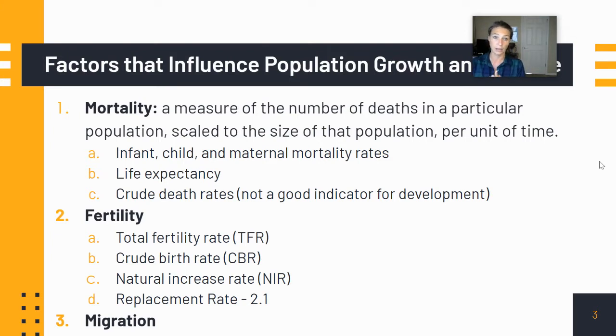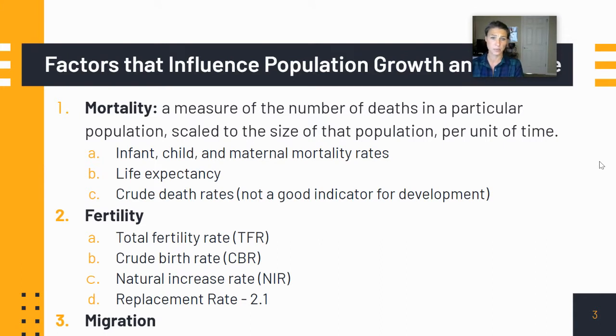So you can look at infant mortality rates, child mortality rates, and maternal mortality rates. If they are high, they indicate that the country is less developed. Life expectancy is kind of the exact opposite of mortality, but when you see high life expectancy, you would imagine that infant, child, and maternal mortality rates tend to be lower. So high life expectancy typically means you're looking at a developed country. But again, crude death rates, though a very important indicator when we're talking about population growth and decline, are not a good indicator for development, and I'll show you why on a map slide later.